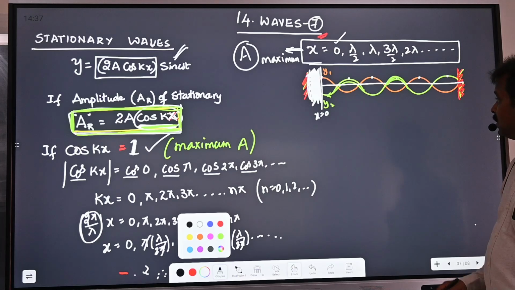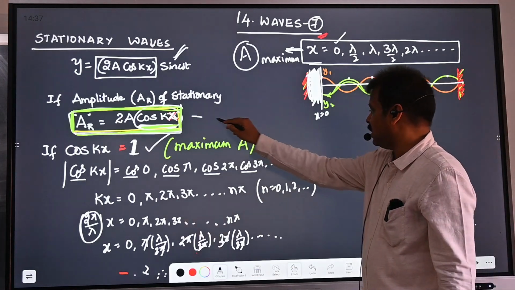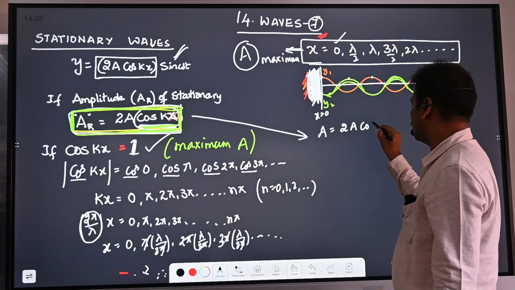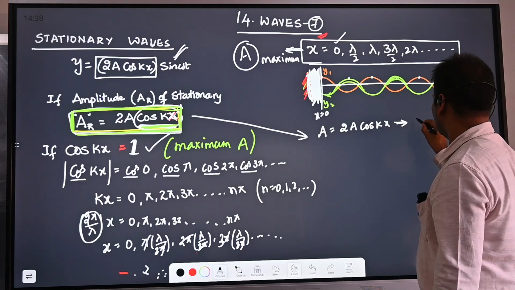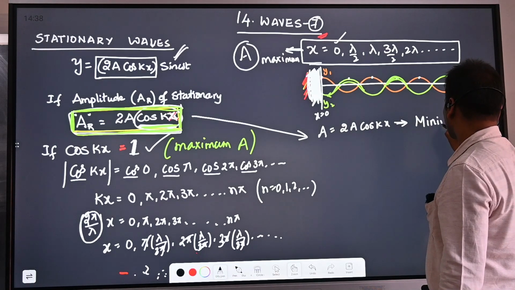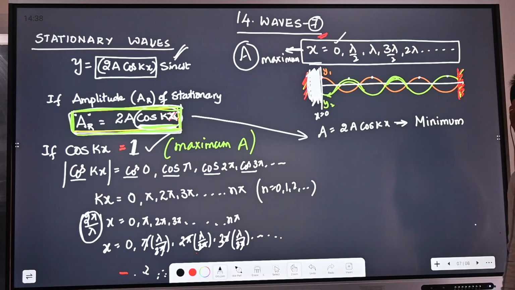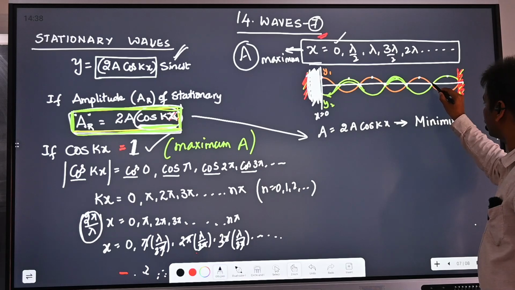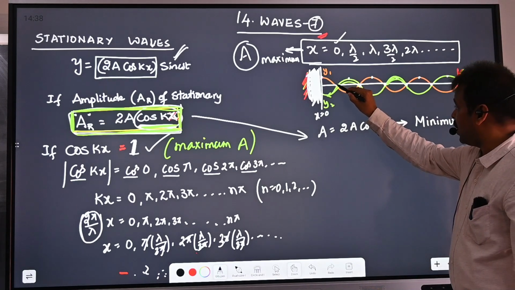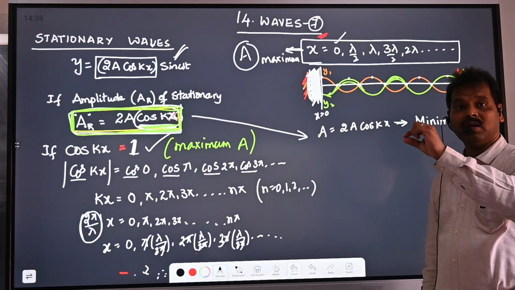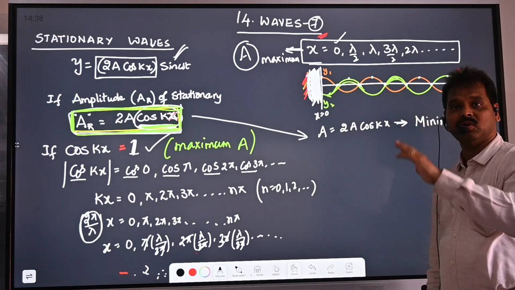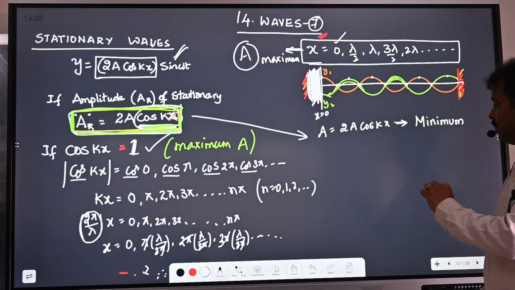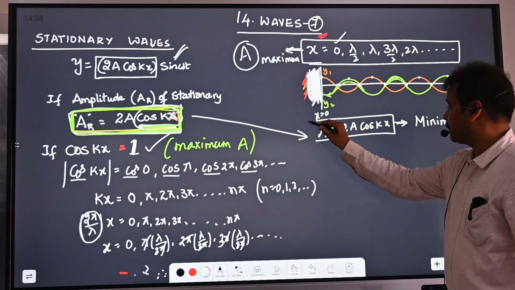At the same time, students, the same condition I am taking here. If amplitude is equal to 2a cos kx, it is minimum here. Here amplitude is minimum, minimum, minimum. So there are some points where amplitude is maximum, and some points where amplitude is minimum or zero. When will this amplitude become zero? See the diagram and tell me. So this must become zero.